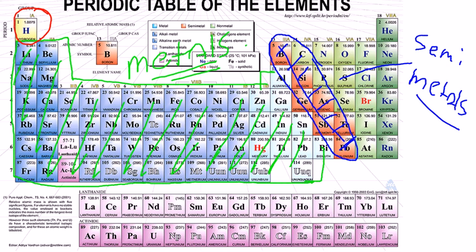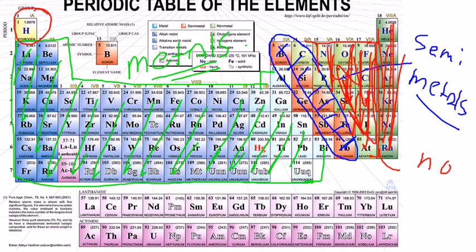Everything to the right. Okay, everything to the right of this staircase, all the way up to the group 8. So these guys, actually group 8 as well, can be included in this category. All these guys in here to the right of that staircase are known as the non-metals. Okay, the non-metals. So let's just go ahead and make sure we're good to go here.